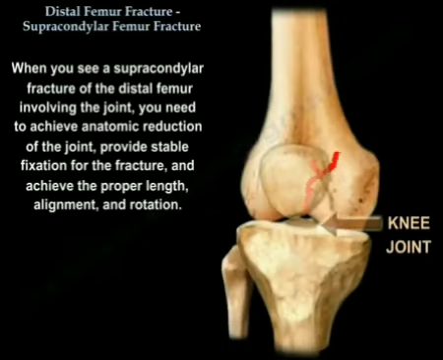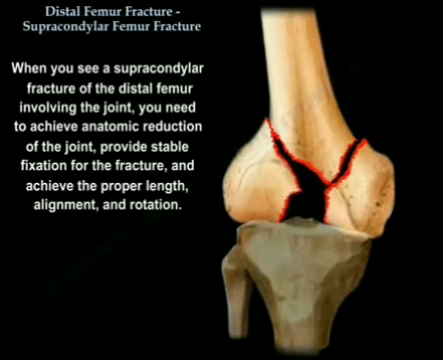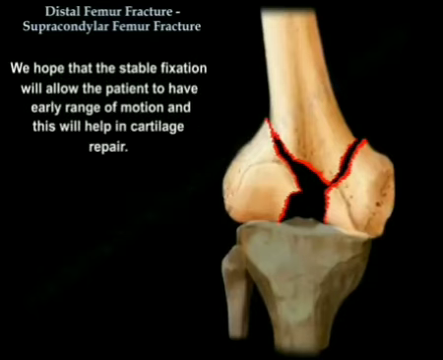When you see a supracondylar fracture of the femur involving the joint, you need to achieve anatomic reduction of the joint, provide a stable fixation for the fracture, and achieve the proper length, alignment, and rotation. We hope the stable fixation will allow the patient to have an early range of motion, and that will help the cartilage repair.